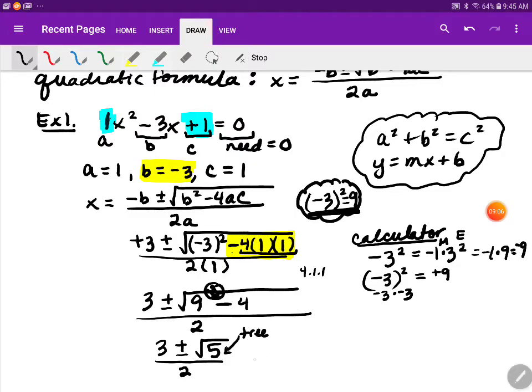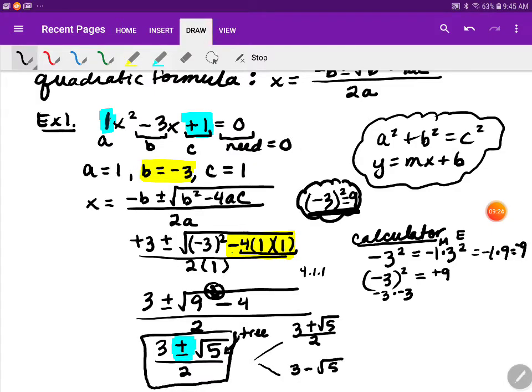Okay. And then there are 2 answers here, but usually we just write the answer combined. But what the plus or minus means, let me highlight that for you. What the plus or minus actually means is 3 plus square root of 5 divided by 2, and then separately 3 minus square root of 5 divided by 2. So it means that you could type those in separately to the calculator. So there are 2 answers. These are separate answers, but usually we combine them and we put them together.